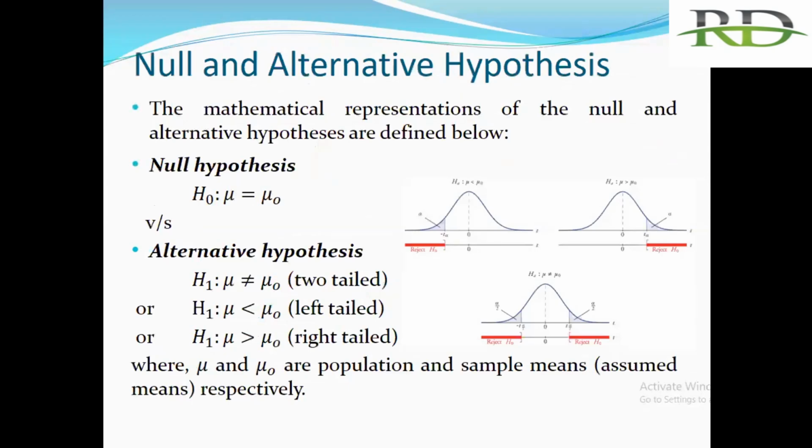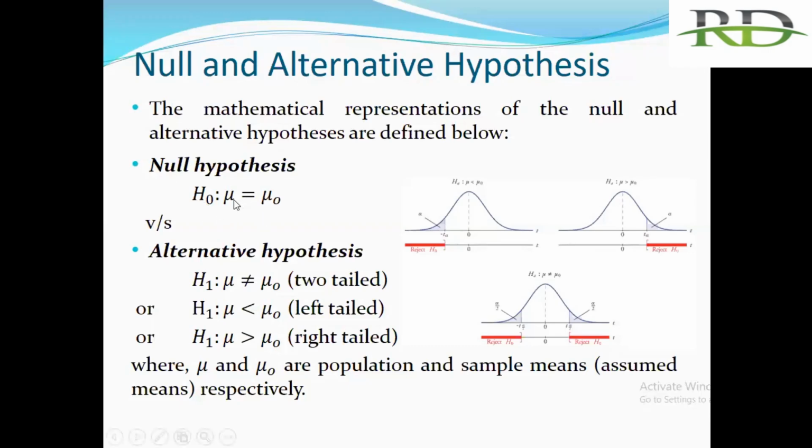Now, this is an example of null and alternative hypothesis. Let us try to understand. When I've written null, I have written H0. This is called H0. So always remember, null hypothesis is represented by H0. Okay. So how have I written?